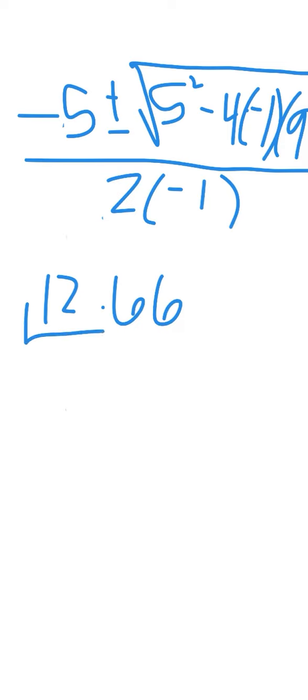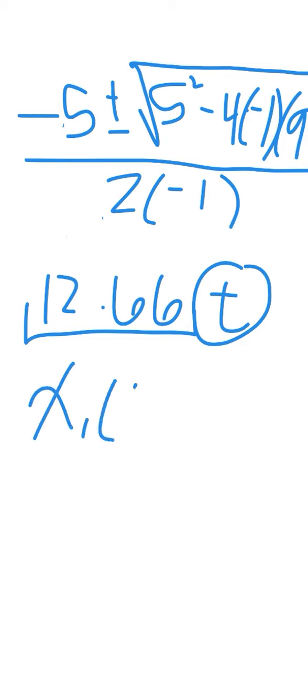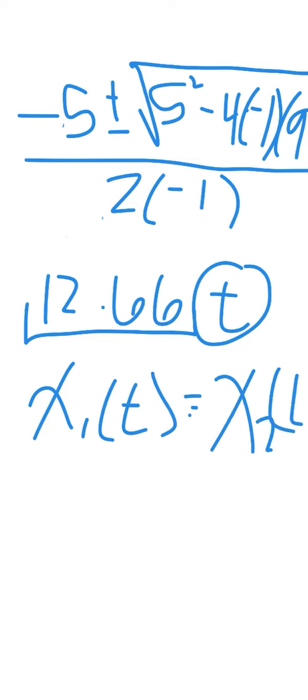Now that you have this, this is t. So now that you have this time, you plug in this t back into the original equation we had when we set x1(t) equal to x2(t). So now we plug in t into that equation.